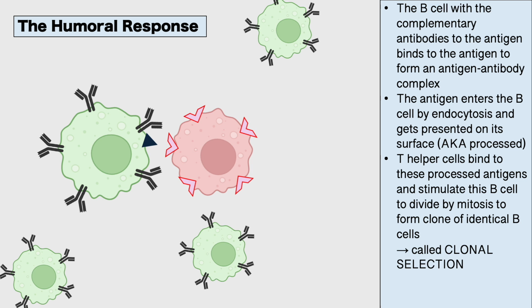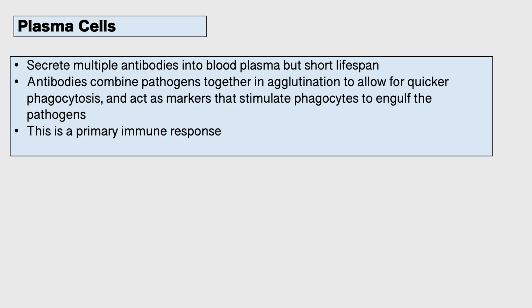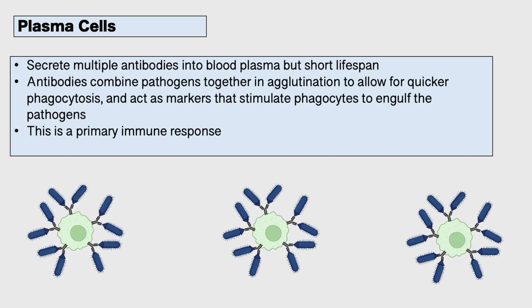This clone of cells could either be plasma cells or memory cells. Plasma cells secrete multiple antibodies into the blood plasma but have a short lifespan. The antibodies combine pathogens together in a process called agglutination to allow for quicker phagocytosis and act as markers that stimulate phagocytes to engulf the pathogens. This is a primary immune response.